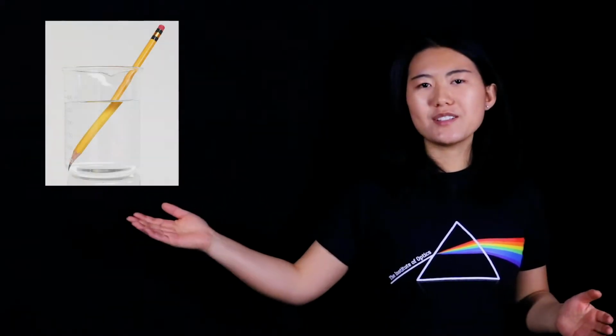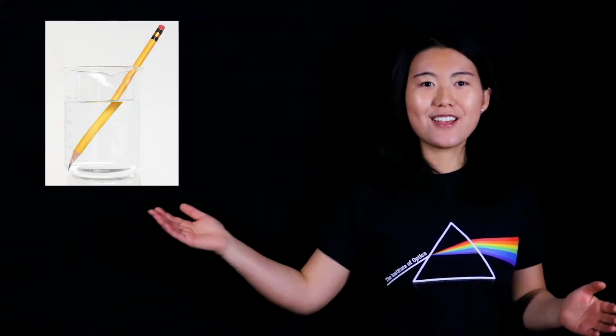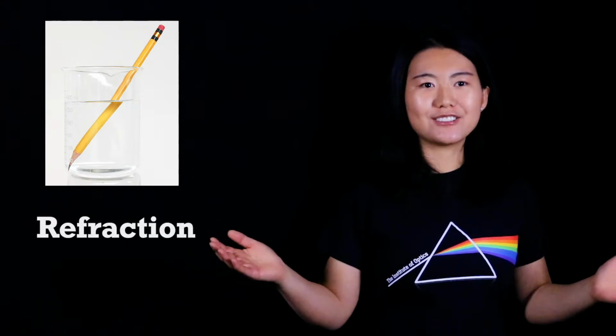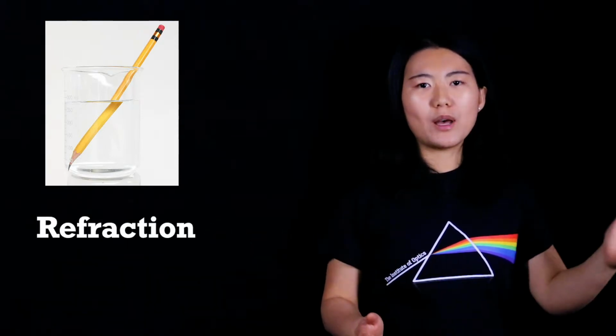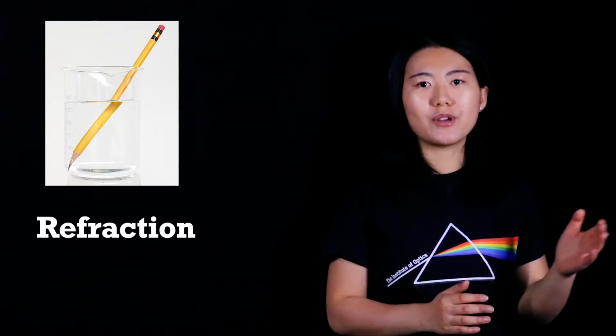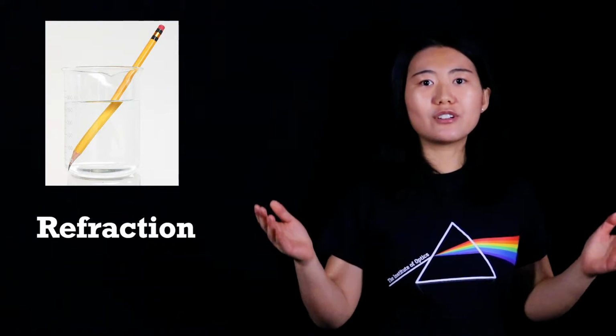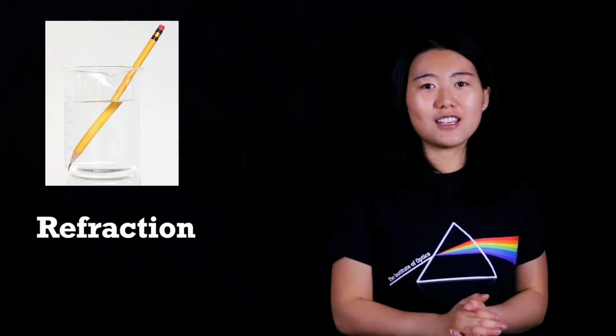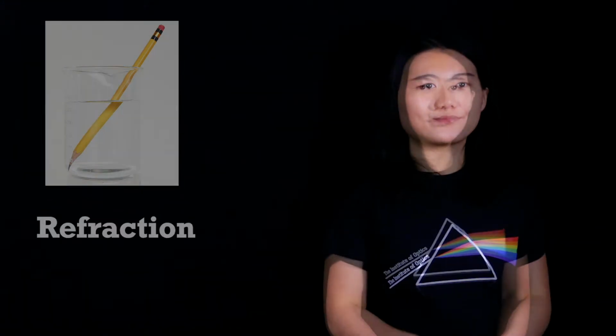Now, why does this pencil look bent in this glass? Well, you can blame the refraction. When light travels from one medium to another, it bends. Here, light is traveling from air to water, our two different mediums in this case, and this is known as refraction. But what do we mean by two different mediums?